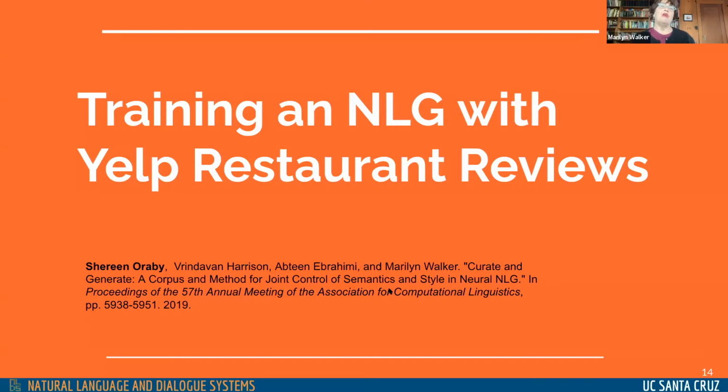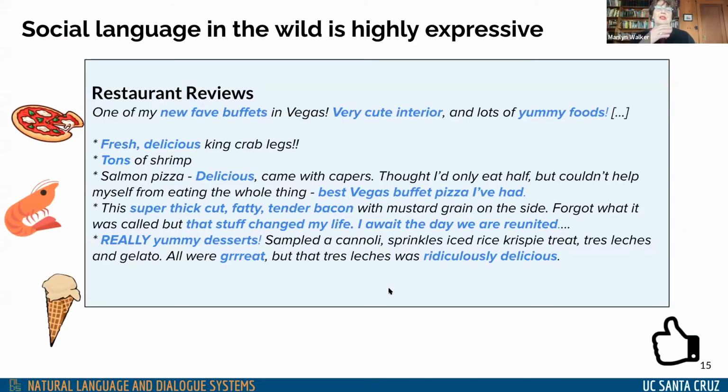So let's just get onto the first one, which is where we trained an NLG with Yelp restaurant reviews. And this is the thesis work of my student Shireen Orabi, who now works at Amazon AI on conversational dialogue. So one of the first things that we observed is that social language in the wild is very highly expressive, and current natural language generation engines never will produce anything that would be this expressive, this huge richness and complexity of style choices. You never see this in crowdsourced data.